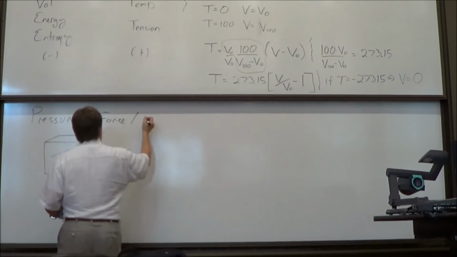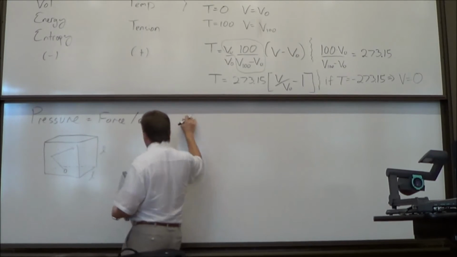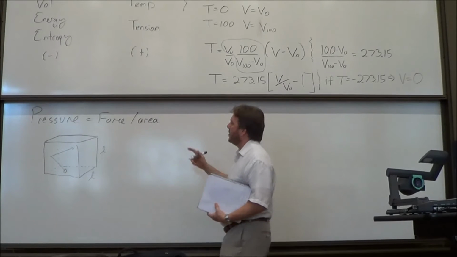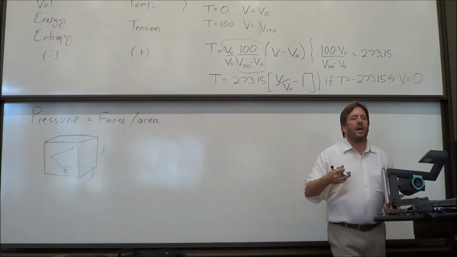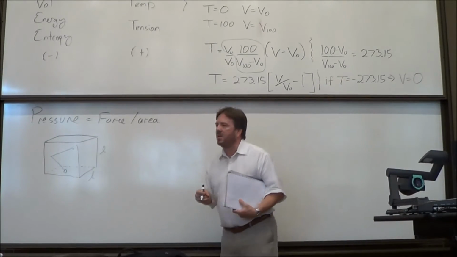Sorry, my handwriting's not so great yet. Force per unit area. My handwriting will get better. It doesn't sound weak. So now I need to figure out what the force is. Area is obviously L squared, so I'll make the box length L. So I know what the area is. It's L squared. Force is mass times acceleration.